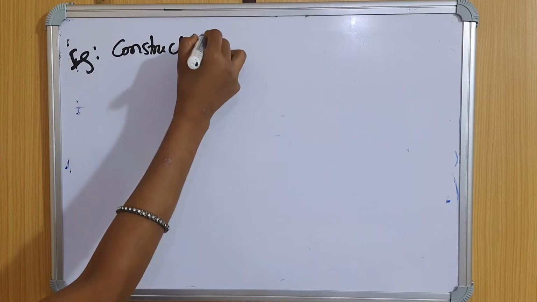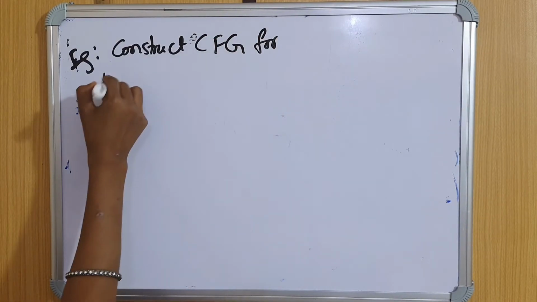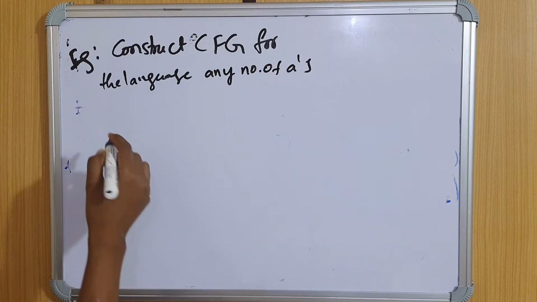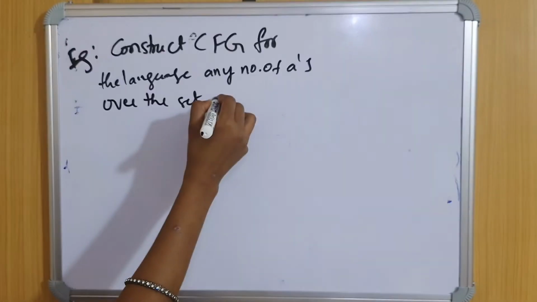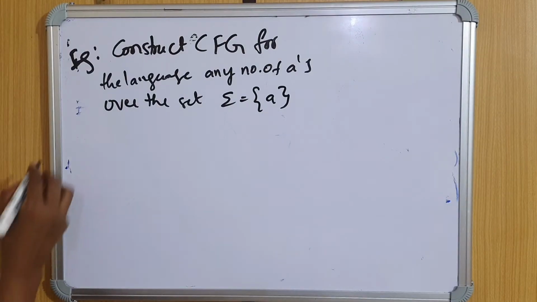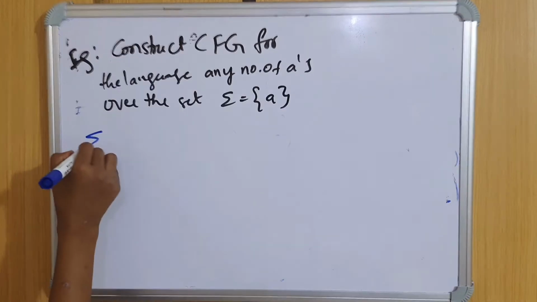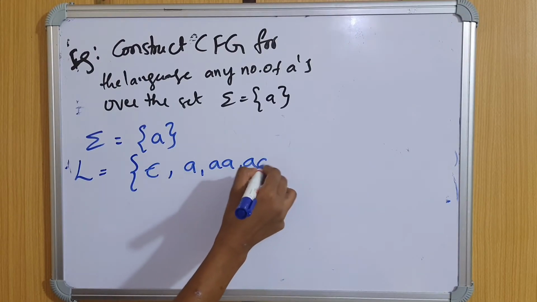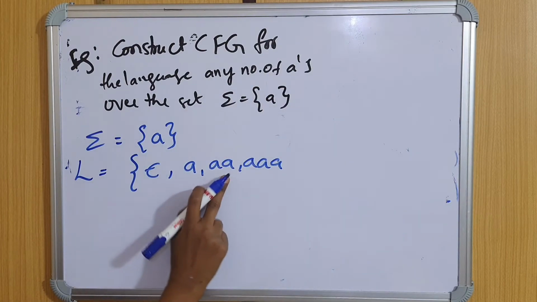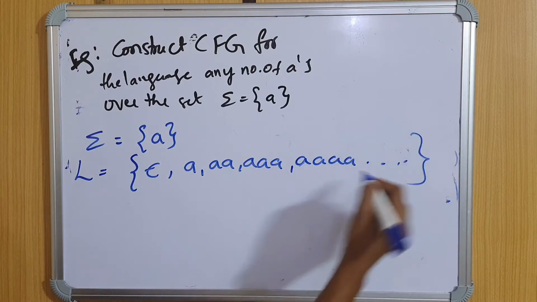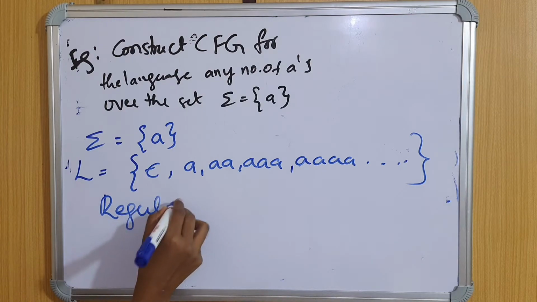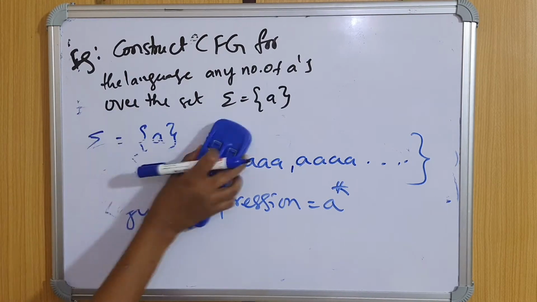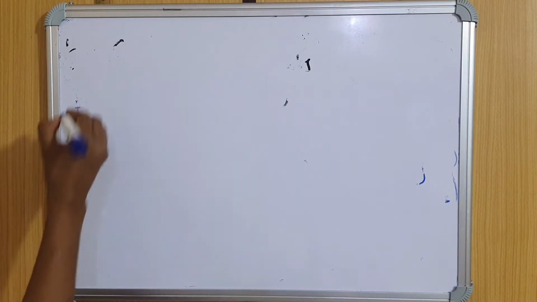Example: construct context free grammar for the language of any number of A's over the set sigma equals A. Our language is epsilon, A, and so on, because any number of A's means 1 A, A square means 2 A's, 3 A's, 4 A's and so on. How can we write the regular expression? A star.